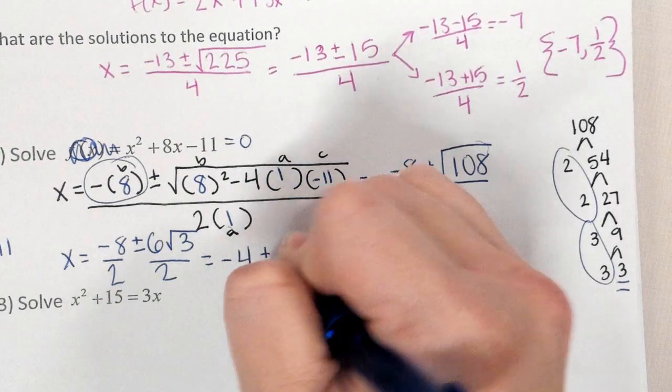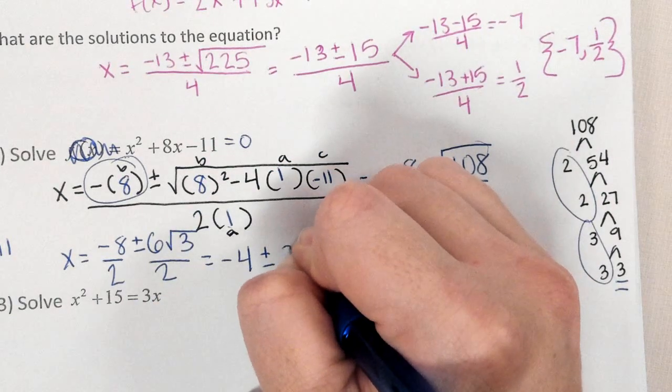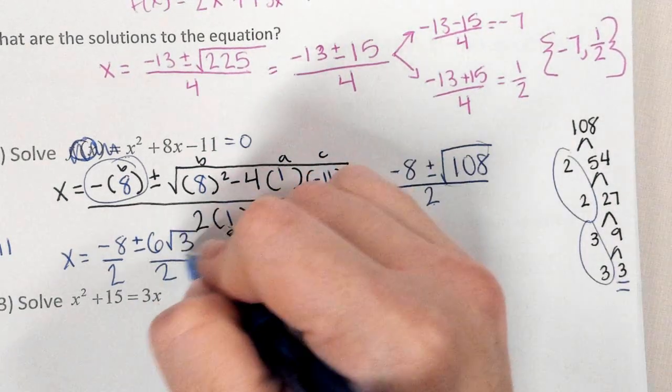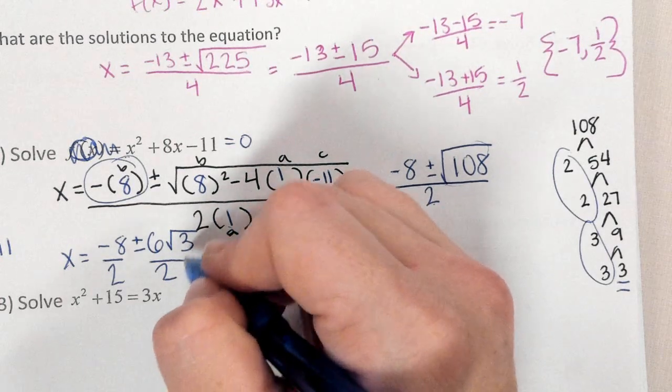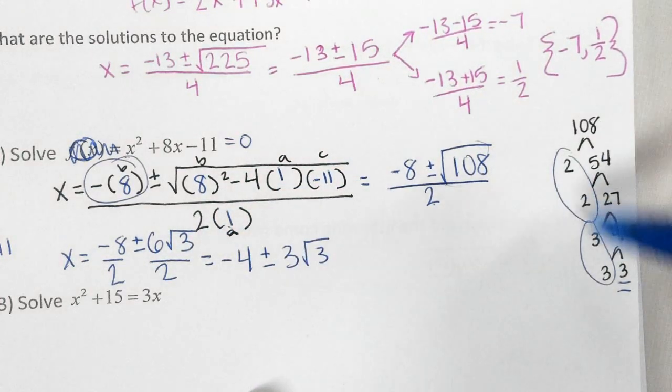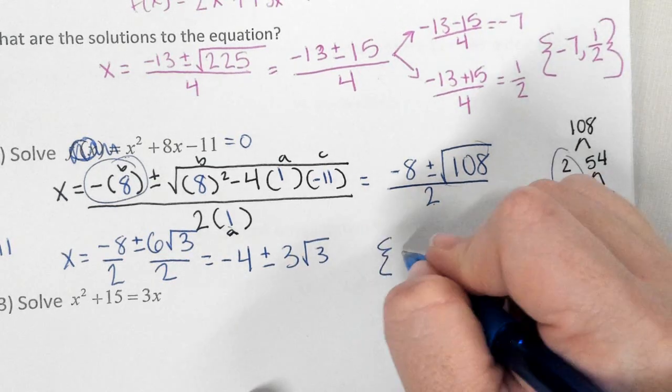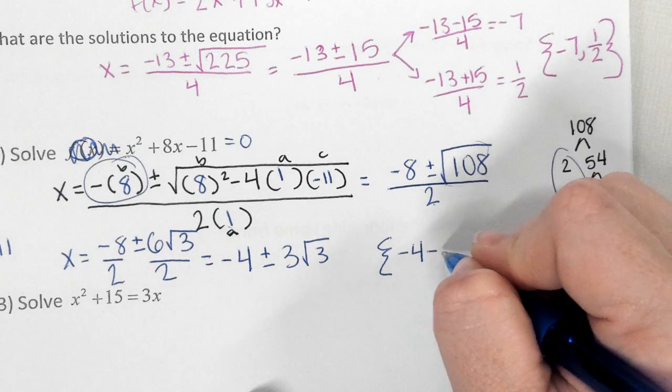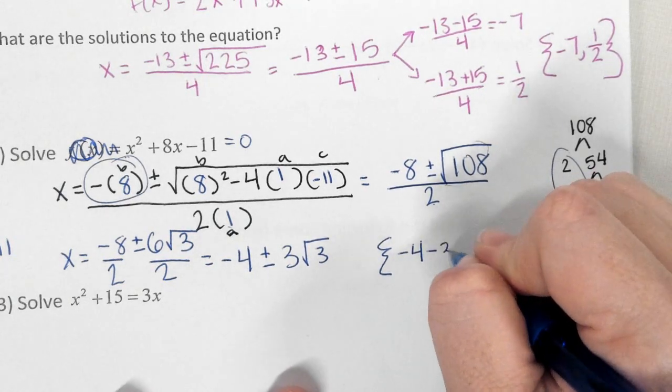Plus or minus, what's 6 divided by 2? 3. And remember, the inside of your house does not ever simplify with your division. The only way to simplify your radical is what we've already done, which is this. Yes? So there's your answer. And we rewrite it once with addition and subtraction, or once with addition and once with a subtraction.